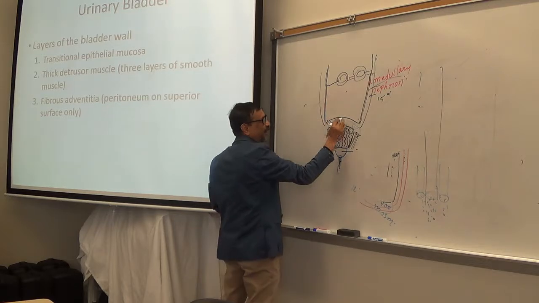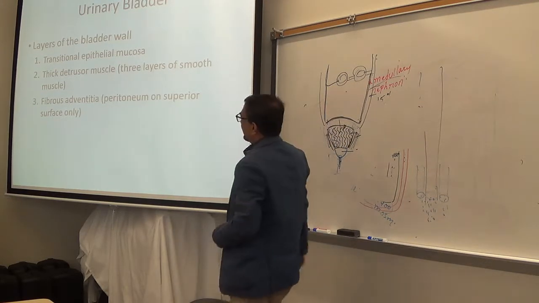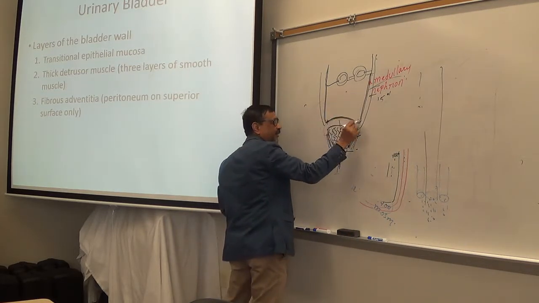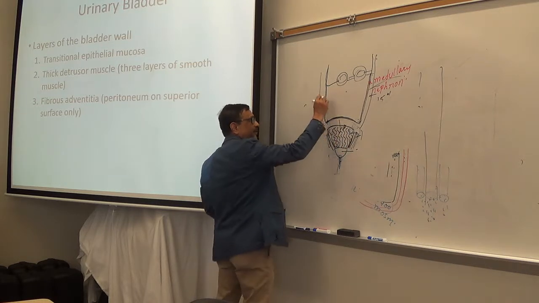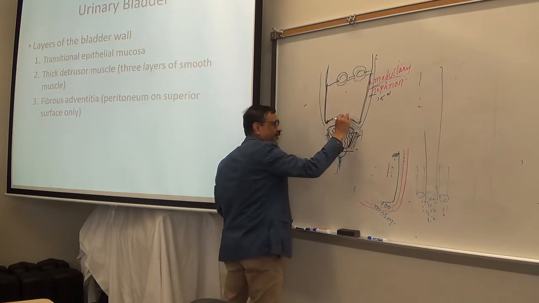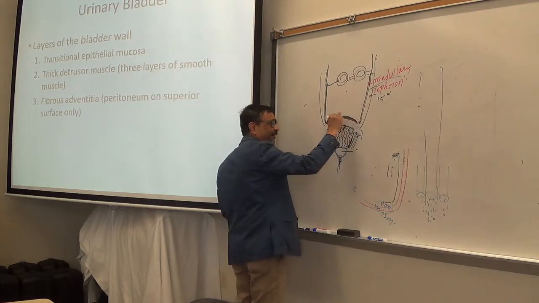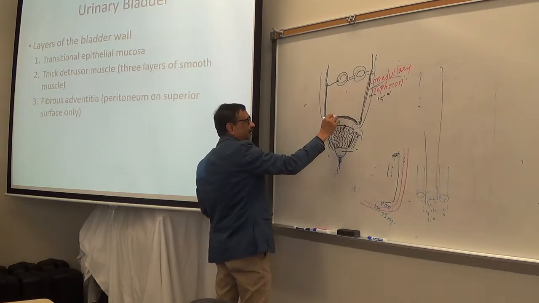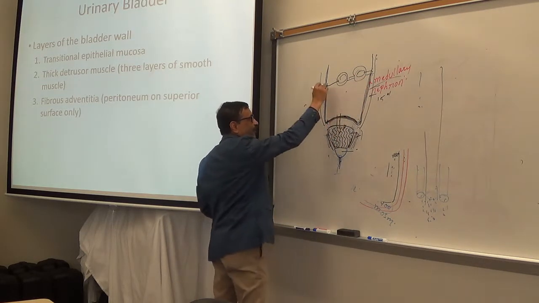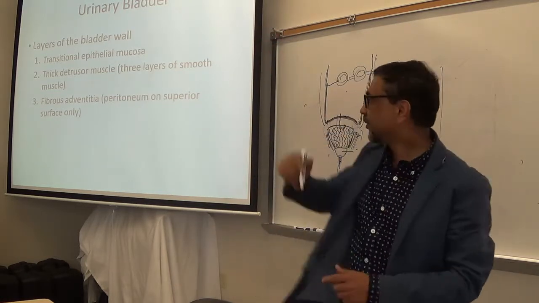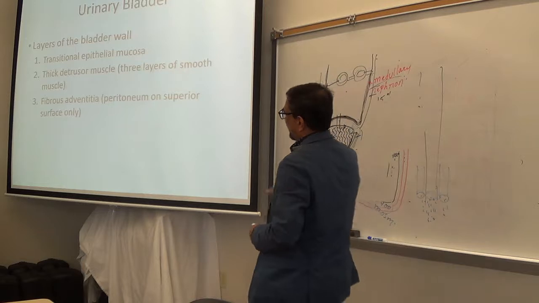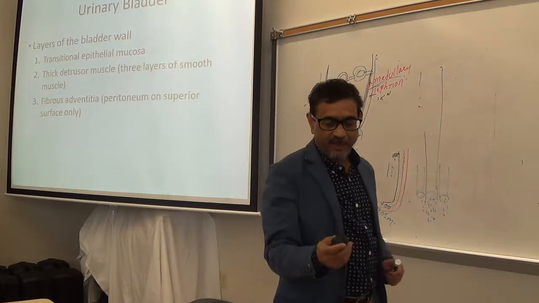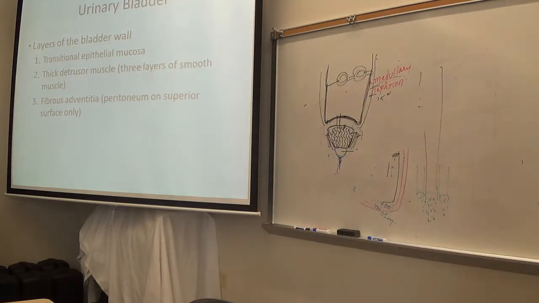So, this is the parietal peritoneum, okay? That only covers the superior surface of the kidney. It doesn't go to the pelvic cavity. So it goes down like this, then covers the upper surface of the urinary bladder, not kidney, urinary bladder, then goes like this. So if I see the wall in this part, the outermost layer is the peritoneum. So it's like this, okay? That's what it says. Fibrous adventitia, that's the peritoneum actually, in the superior surface of the bladder only.